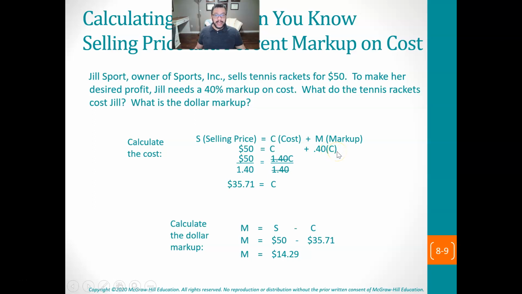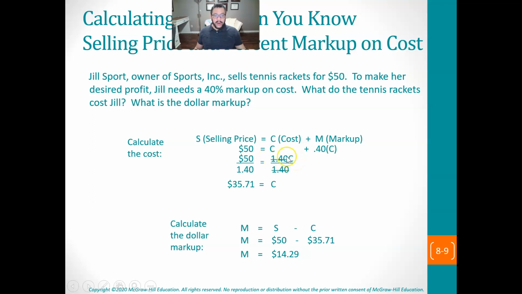But we do have a formula. So this formula is now 50 equals C plus 0.4, or 0.40C, right? So 50 equals, if you combine like unknowns, that's 1. This is a 1. Remember, we assume that anything in front of the variable is a 1. So 1 plus 0.40C is 1.40C, right? So we have 50 equals 1.40C.